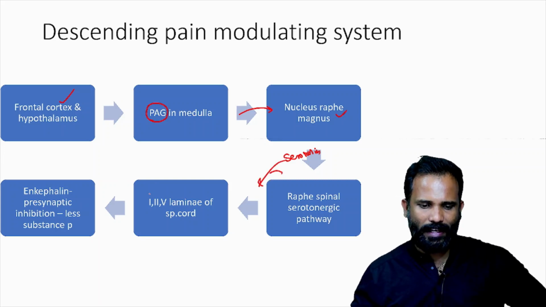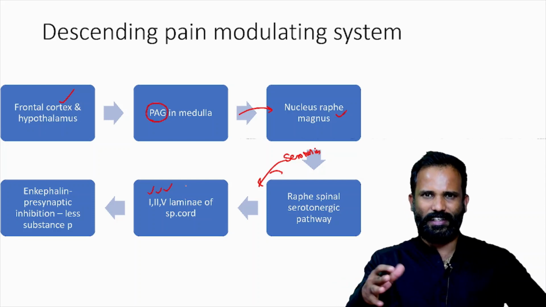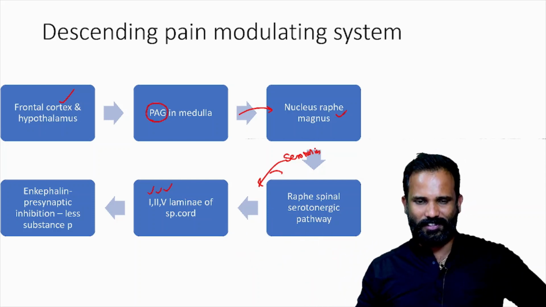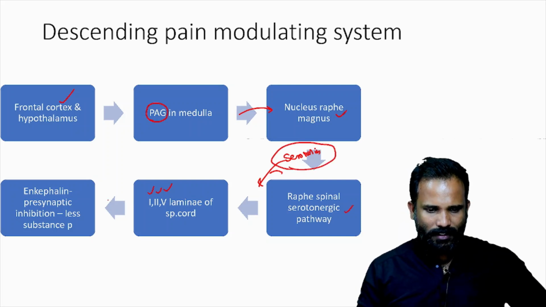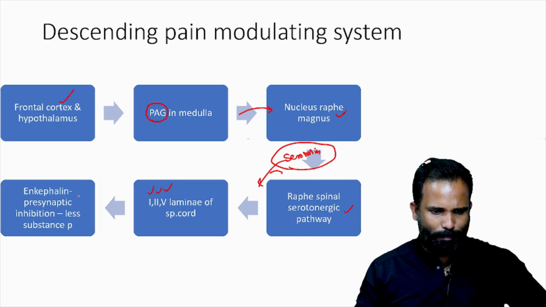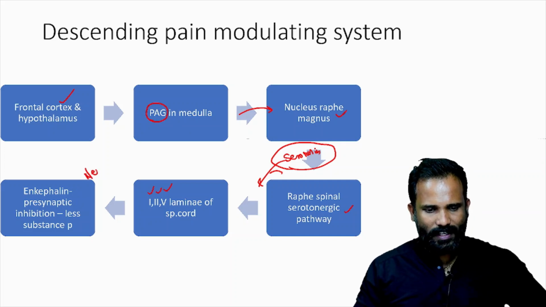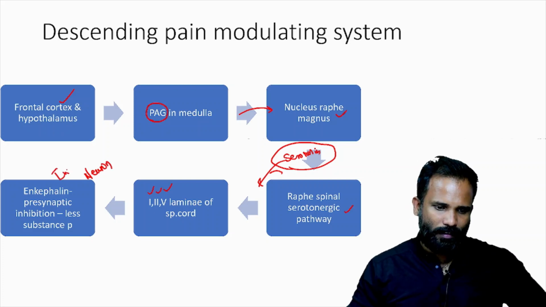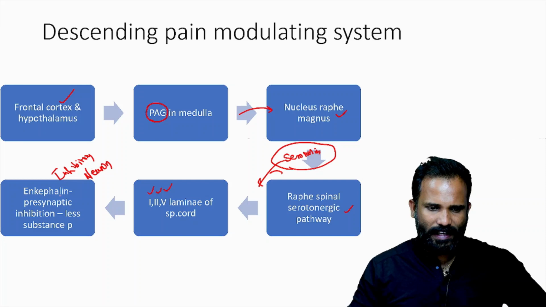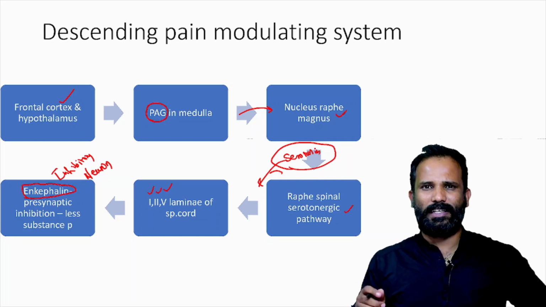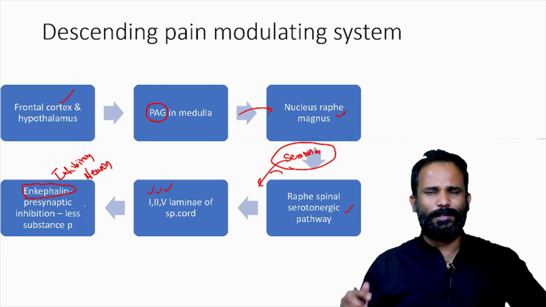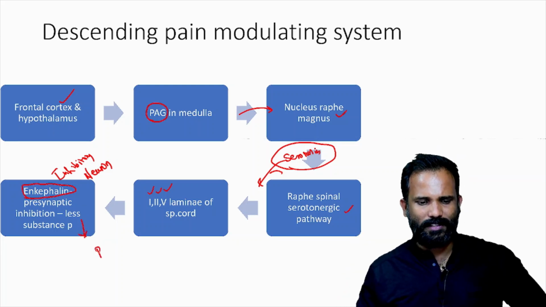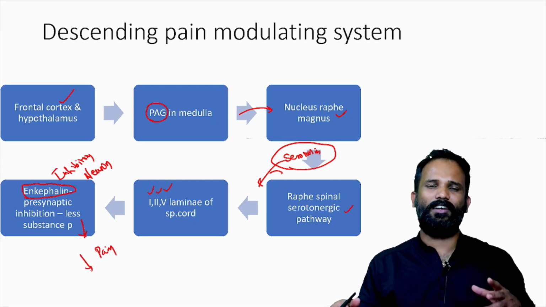So the serotonin will act over laminae 1, 2 and 5, which are nothing but the origins of the second order neurons. So they will release serotonin. That is the serotonergic pathway. Now in this spinal lamina, there is a presynaptic neuron, which is an inhibitory neuron, which releases enkephalin. This enkephalin will cause presynaptic inhibition. So less substance P is released, and less substance P means pain is less perceived. So that's how pain is reduced.